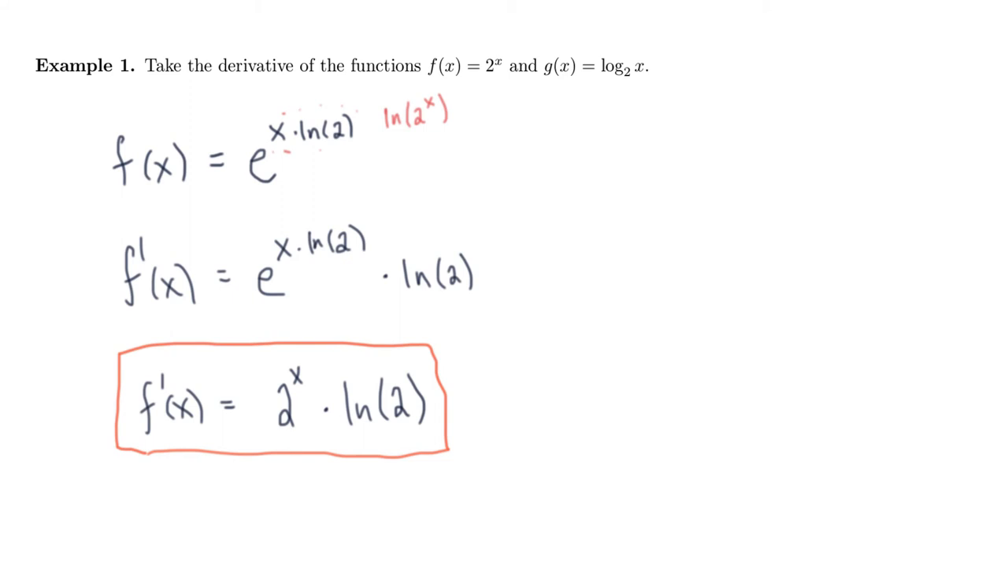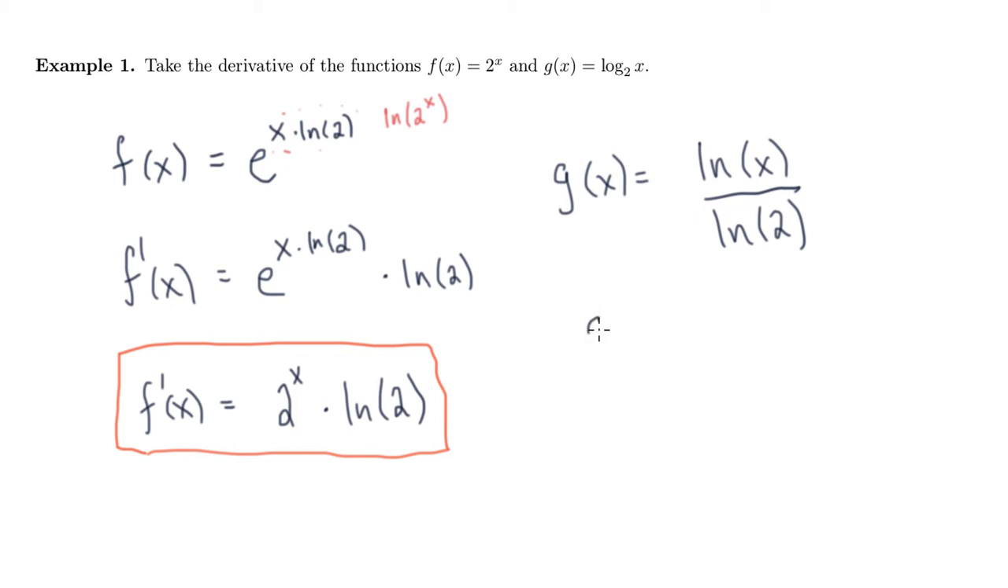We're going to do something very similar with g of x. We know what the derivative of natural log is. So let's just rewrite g of x in terms of the natural log. So g of x should be natural log of x divided by natural log of 2. That's just the change of base formula for logarithms. You take the log of the argument divided by the log of the base.